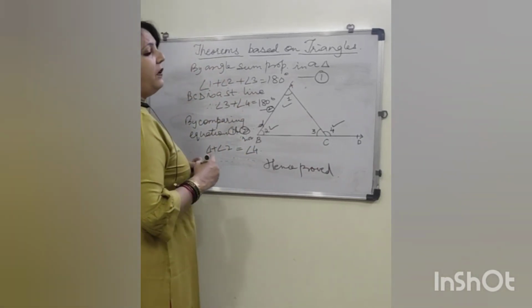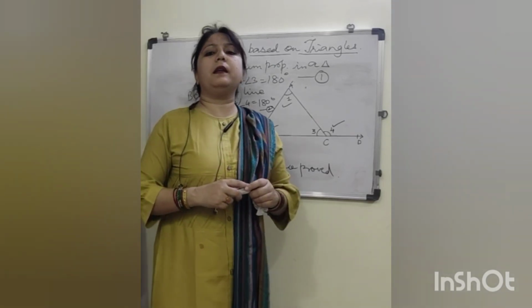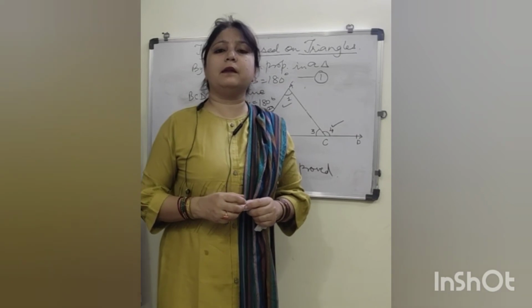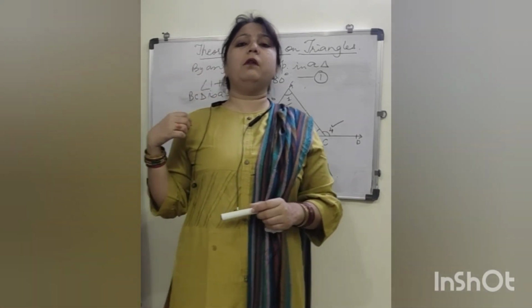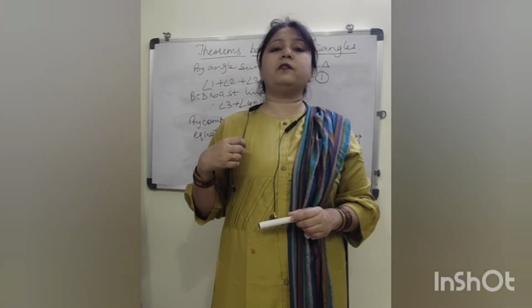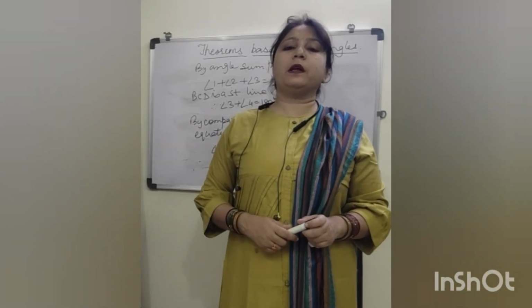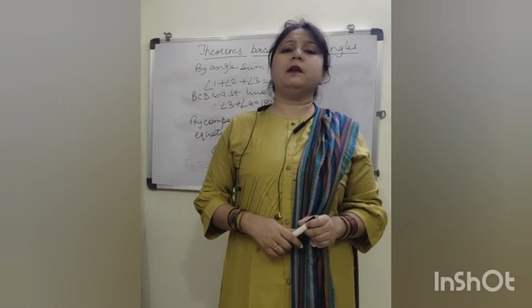So this is how we can prove that the exterior angle is equals to the sum of opposite interior angles. This is the theorem of triangle. This property is known as exterior angle property. For today's session, that's enough.